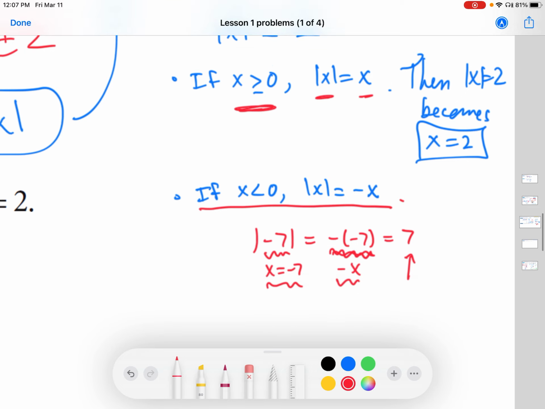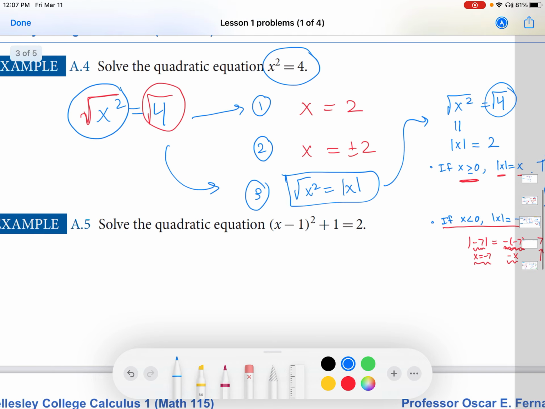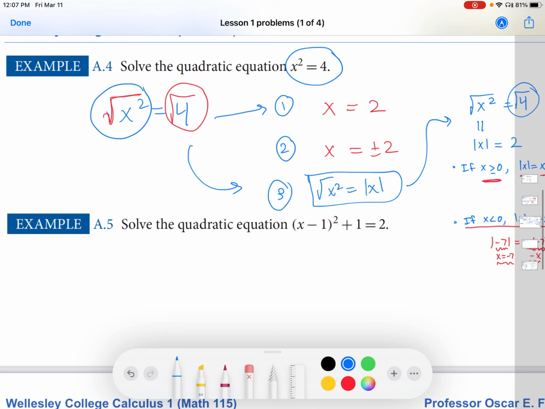So we finish up with what we did up here. In this case, the absolute value of x equals 2 becomes negative x equals 2. And then to solve for x, we multiply by negative 1 to get our missing solution. X equals negative 2.